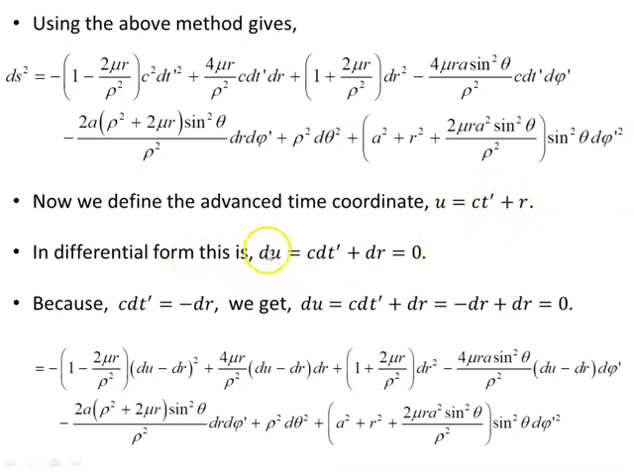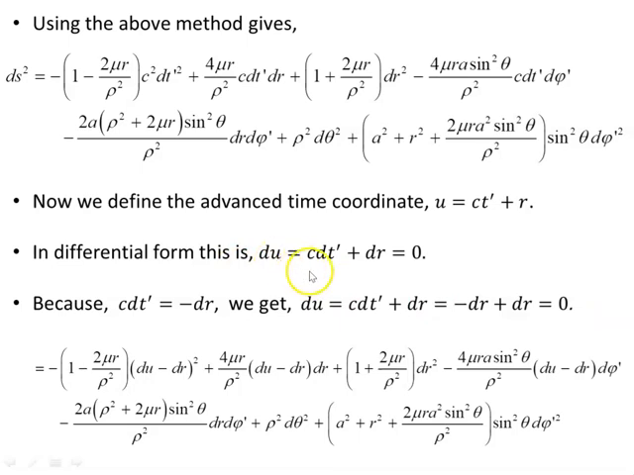In differential form, this is du equals c dt dash plus dr equals 0. We know that to be the case because we had c dt dash is minus dr. So du is c dt dash plus dr, and c dt dash we know to be minus dr, plus dr is 0. So we know that du, this advanced time parameter, is also 0.